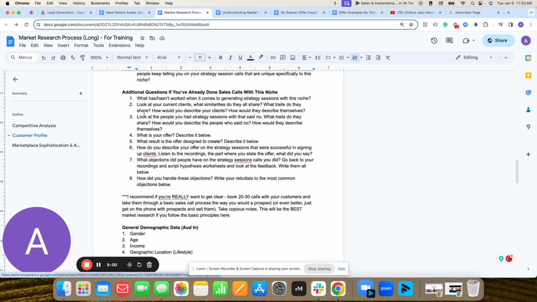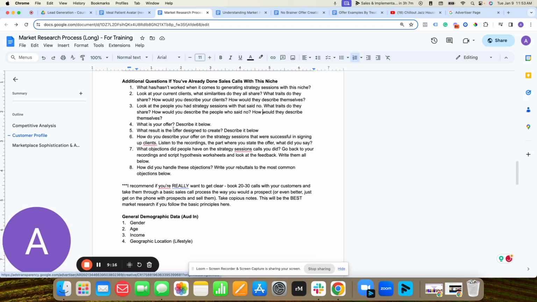Look at the people you had consultations with that said no, that didn't move forward with treatment. What traits did they share? How would you describe the people that said no? And go deeper than just they didn't have money. Come on, actually think about these people. What would they do for work? How would they describe themselves? What would they say about what they do for work? Or what would they say about their pain?